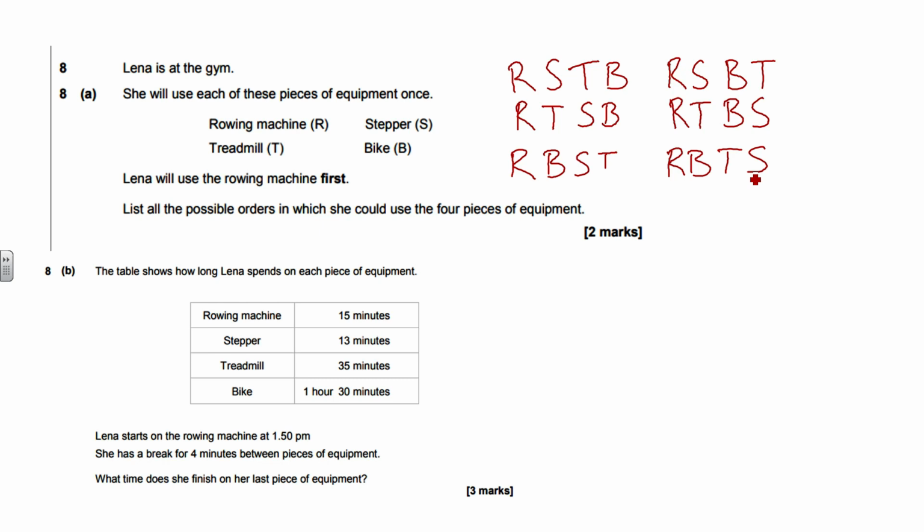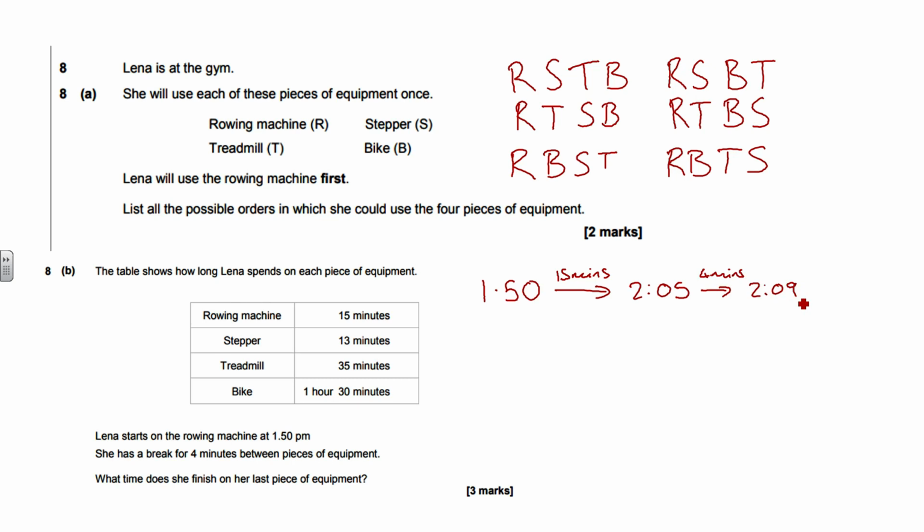Question 8b. The table shows how long Lena spends on each piece of equipment. Lena starts on the rowing machine at 1:50, and has a break of 4 minutes between each piece of equipment. What time does she finish? So watching most students work on this in lesson, what they seem to do is say, right, 1:50, let's go 15 minutes later. That is 2:05. And then another 4 minutes later, that's 2:09.